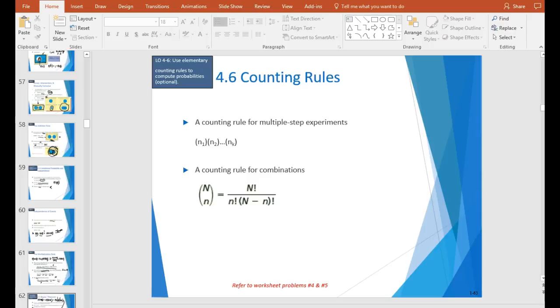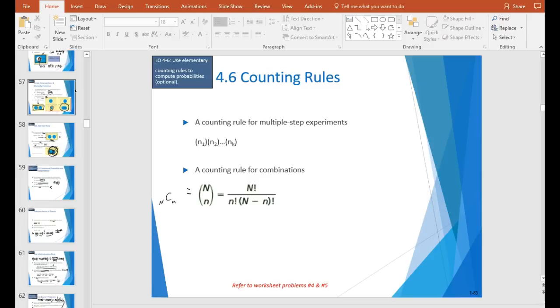Then the second counting rule is that for combinations, and this is the number of combinations of n items that can be selected from large N items, and that's denoted with this formula. Another way to write this, and what you might see in your calculator, is N choose n. Okay?